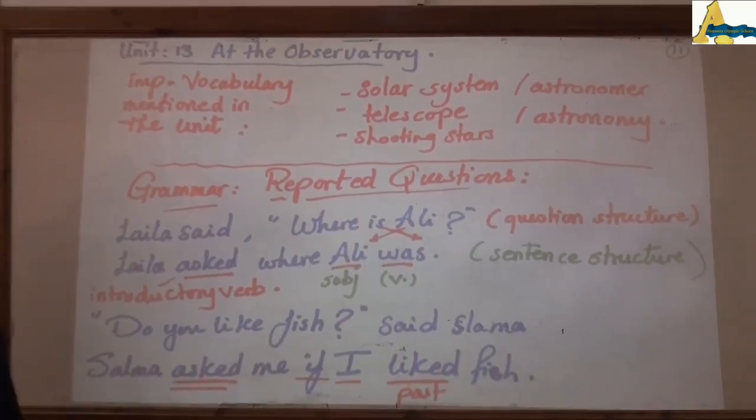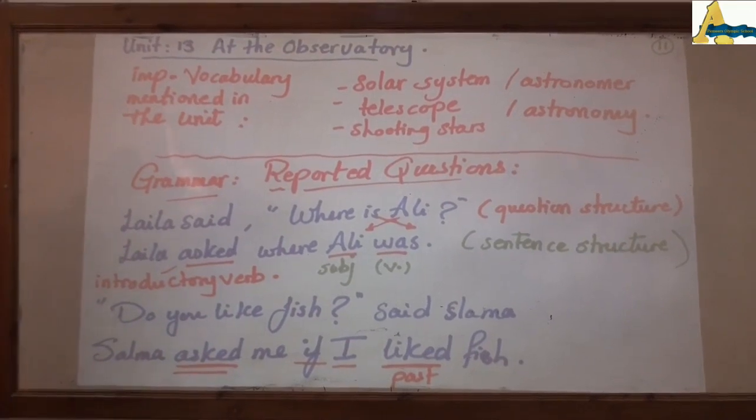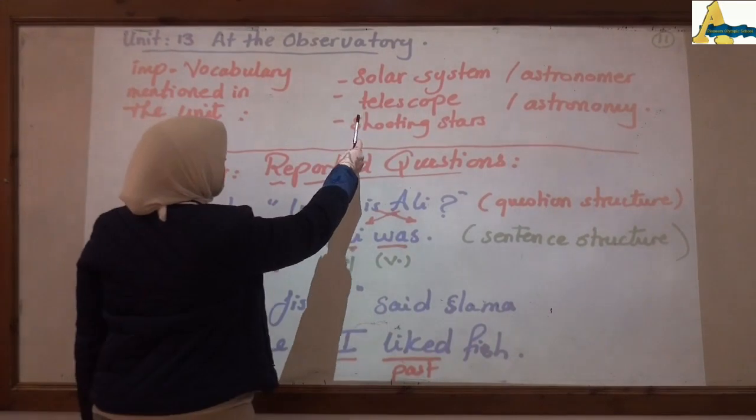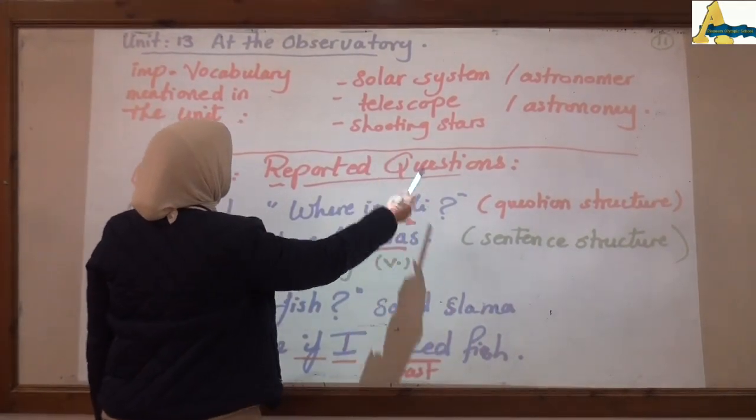Unit 13, at the observatory. Important vocabulary mentioned in the unit: solar system, astronomer, telescope, astronomy, shooting stars.